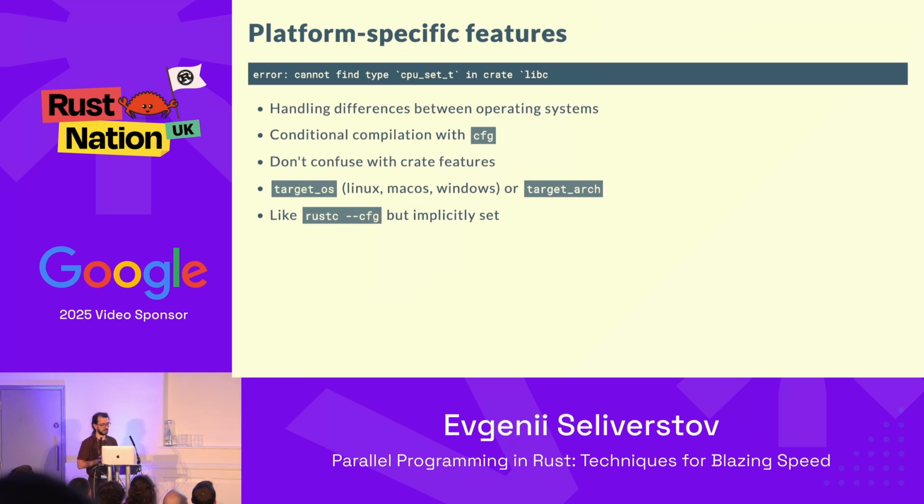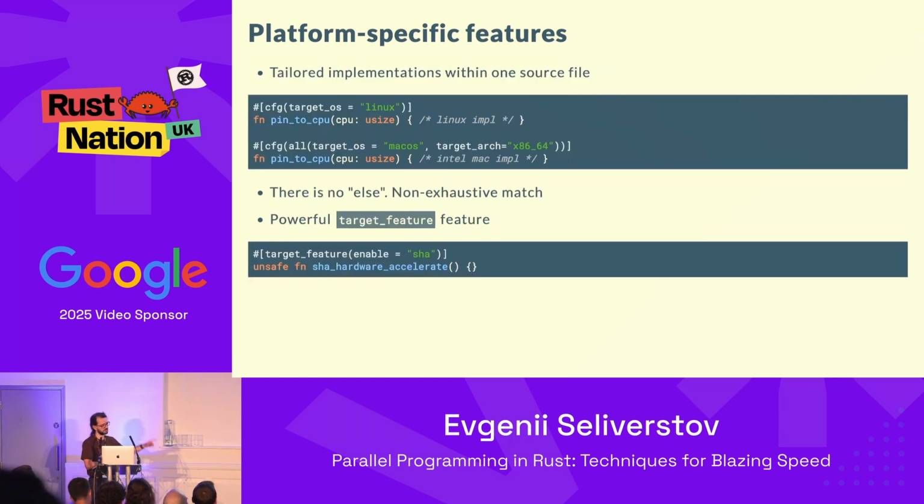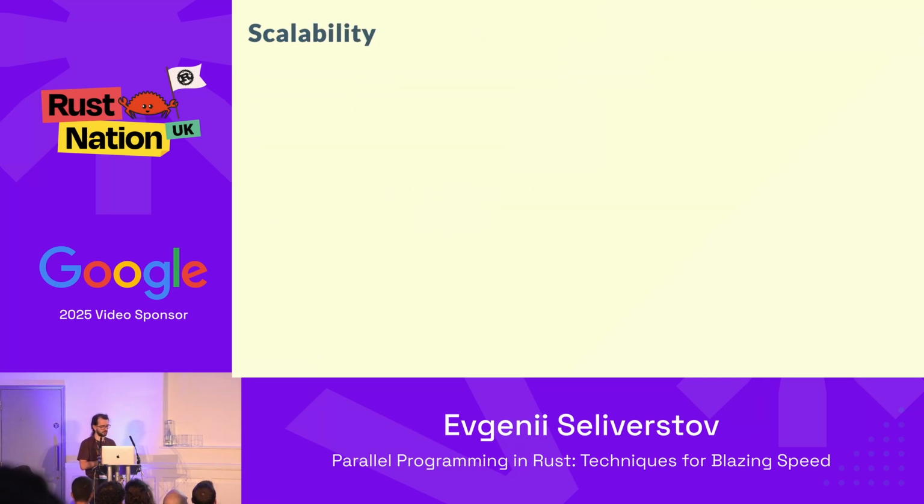It is a cfg flag passed to our program, and we can utilize it by specifying that this function will run only on Linux, and this function runs only on Mac. It means we can combine all the features. We can write really tailored code for a specific architecture and operating system. And we can also utilize a few other features, which I'll show later.